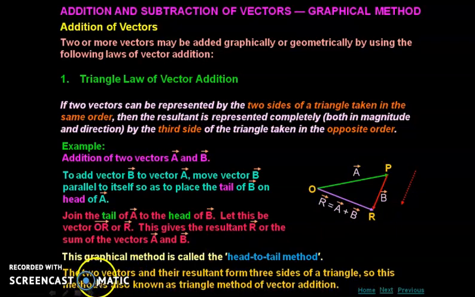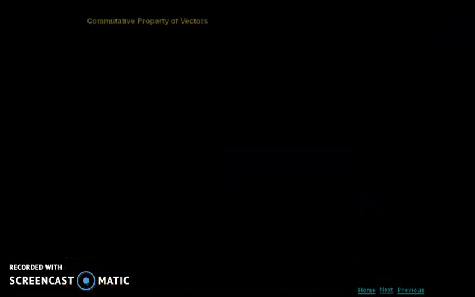Now what you can see, the two vectors and their resultant form three sides of a triangle. So this method is also known as the triangle method of vector addition. In this vector addition, you can see that the three sides of the triangle are represented by the three vectors. Now the next property: the commutative property of vectors.